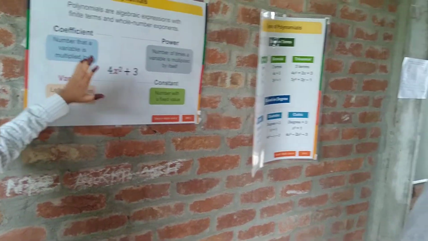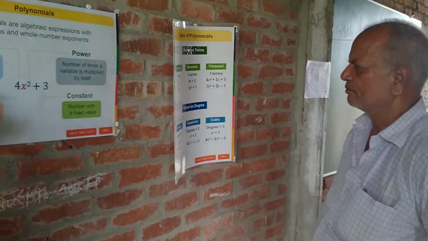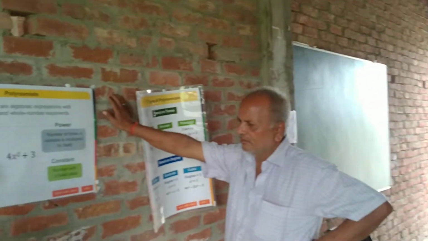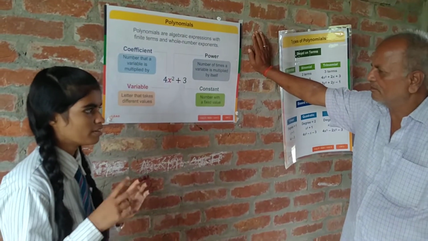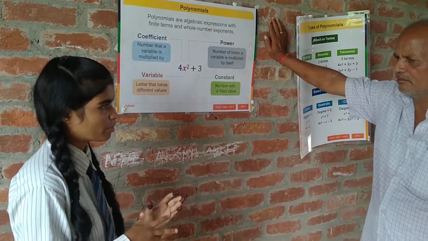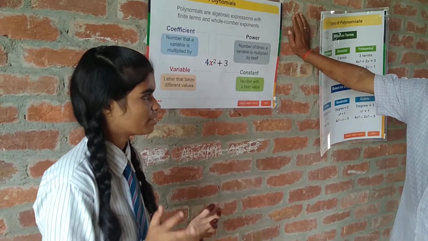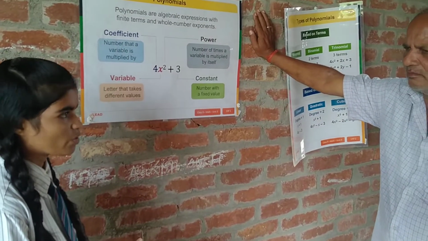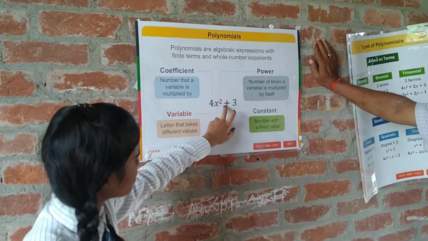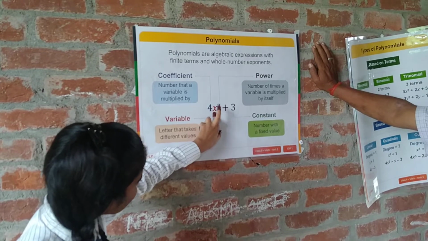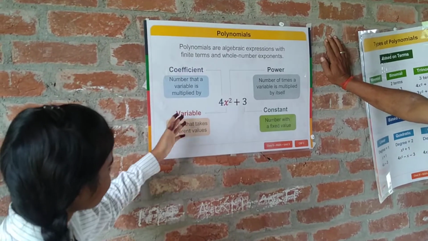Now we move on to some parts of the polynomial. The first is coefficient. Coefficient: the number that a variable is multiplied by. It means the number with a variable. Those numbers that are multiplied by a variable, and variables that are multiplied by those numbers, are called coefficients. For example, here is 4x squared plus 3. 4 is the coefficient of x squared.